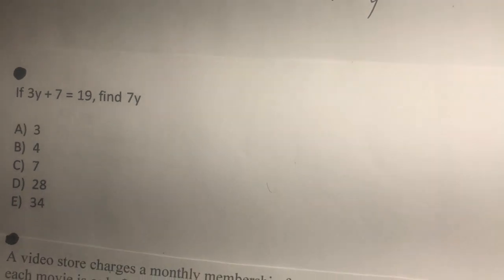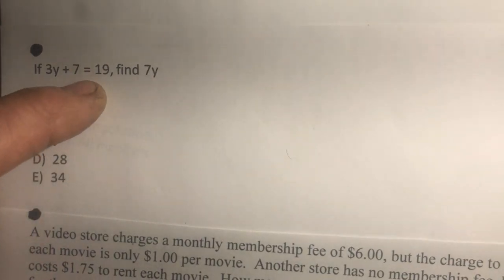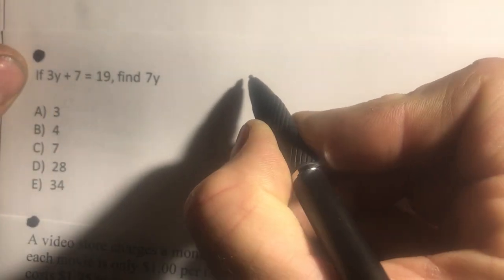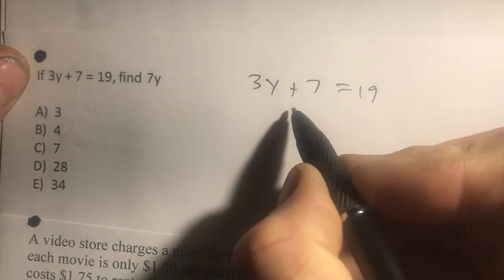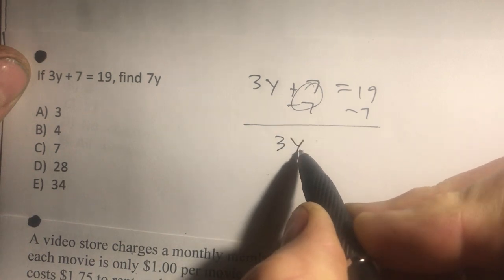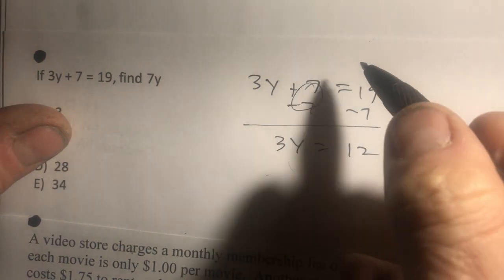What about this one? If 3y plus 7 equals 19, find 7y. All right, so I need to figure out what y is. So I just take the 3y plus 7 equals 19. I'm going to subtract 7. It makes this go away. So I have 3y equals, what is that, 12? 19 minus 7 is 12.